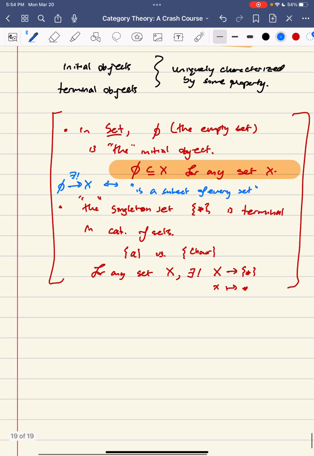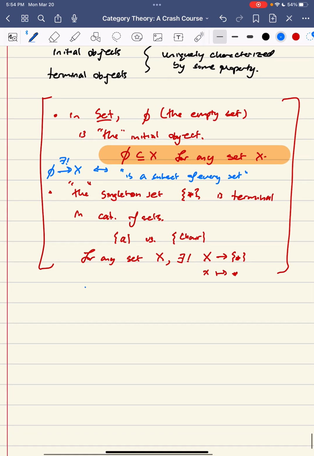Here, I'm going to say these are equivalent. And here, the property we're trying to characterize is that it admits a map from any set, which was phrased this way. These are dual properties.